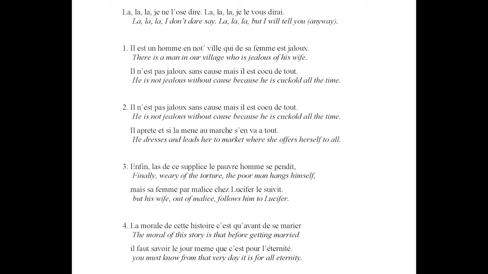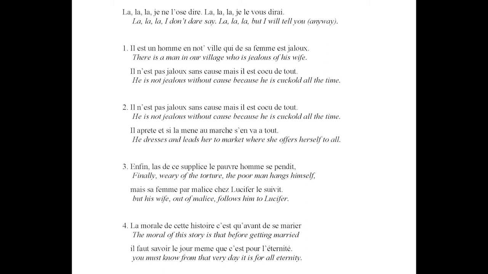The alto has verse 2. He is not jealous without cause because he is cuckolded all the time. He dresses and leads her to market, where she offers herself to all. The bass has verse 3, sung to a slower tempo to reflect the expression of the text. Finally, weary of torture, the poor man hangs himself, but his wife, out of malice, follows him to Lucifer.